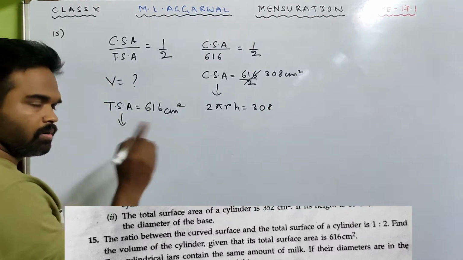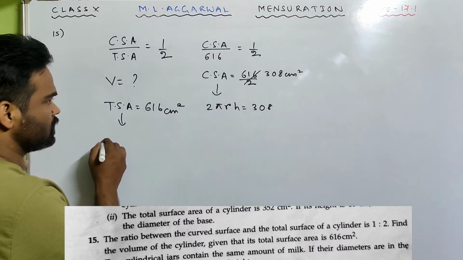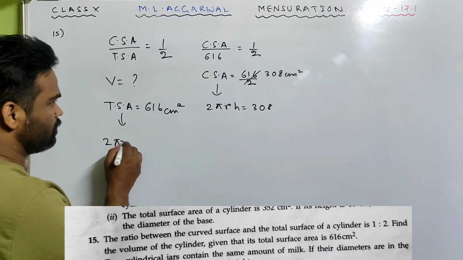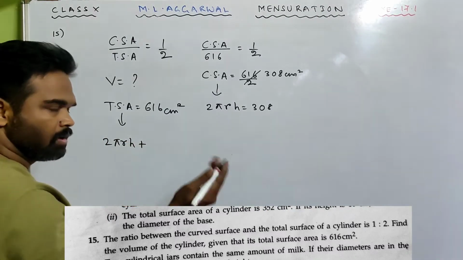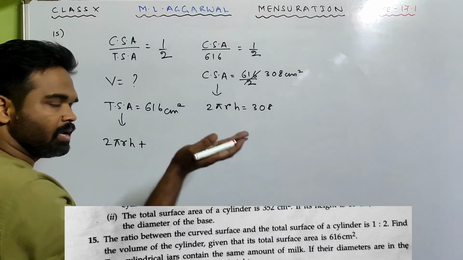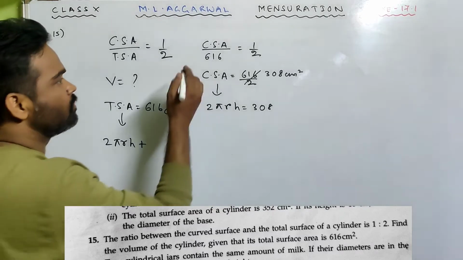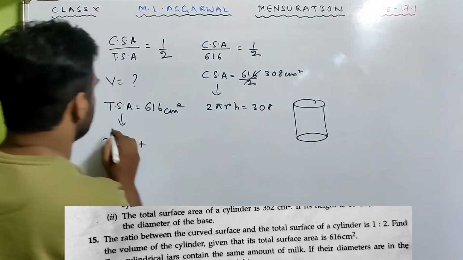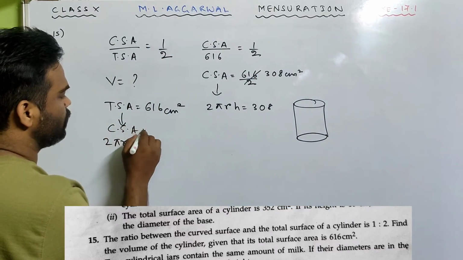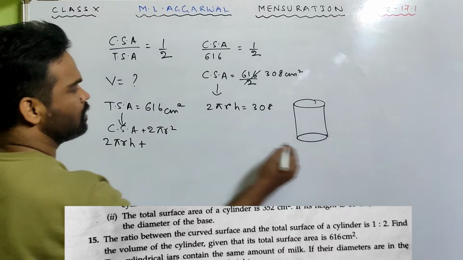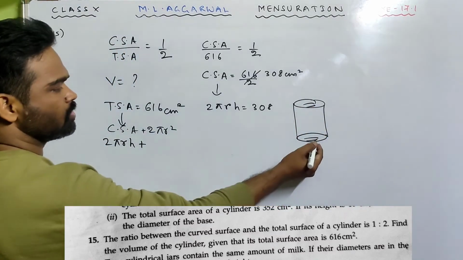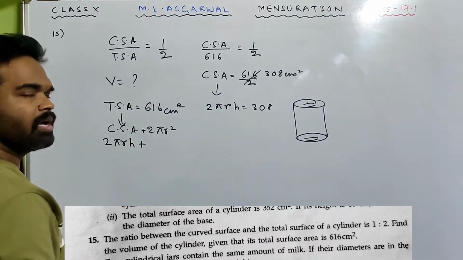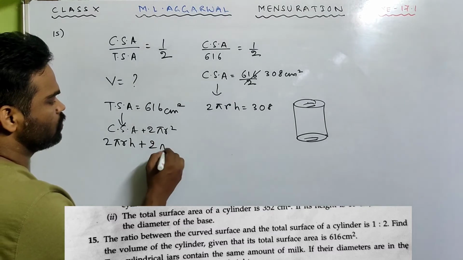Total surface area is what? Total surface area is CSA plus area of the base and area of the top, which is circular. Try to understand. What is TSA? TSA is what? Curved surface area plus twice of pi r square. Area of this plus area of this. This is pi r square, 2 pi r square plus 2 pi r square.